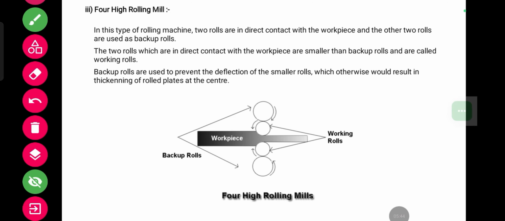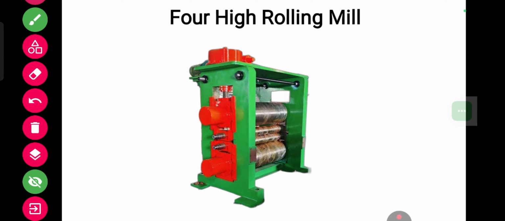Backup rolls are used to prevent the deflection of the smaller rolls or the working rolls, which otherwise would result in thickening of rolled plates at the center. Here you can see the image of a four high rolling mill. Here you can see four rolls. These two are backup rolls and these two are working rolls.